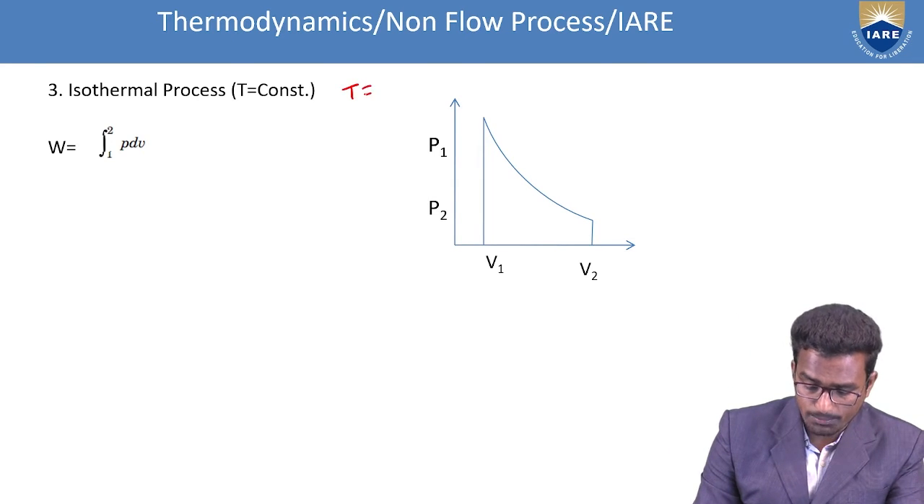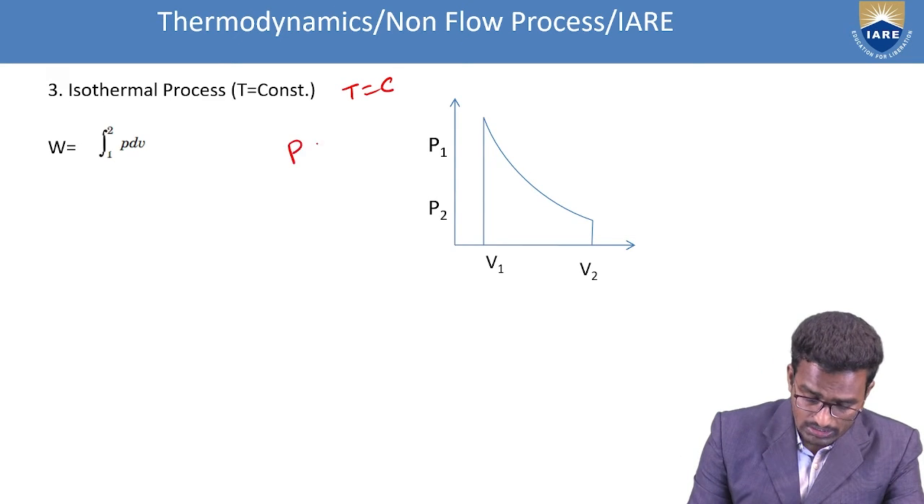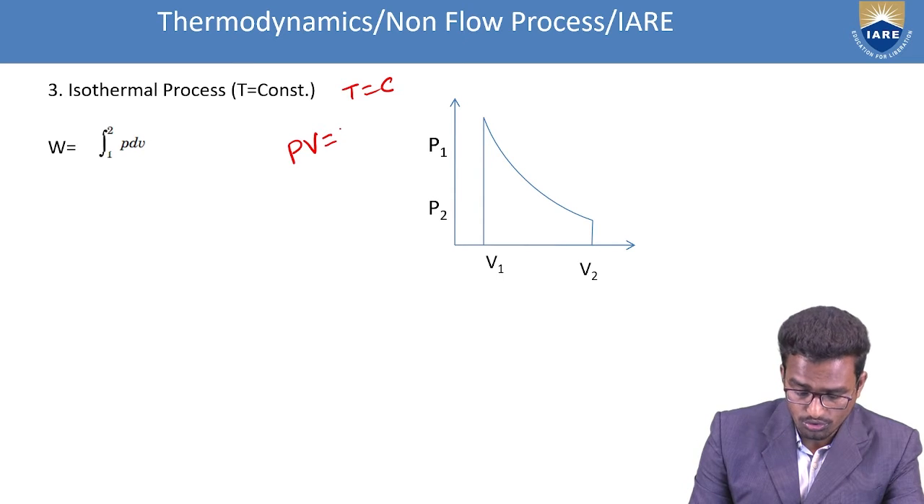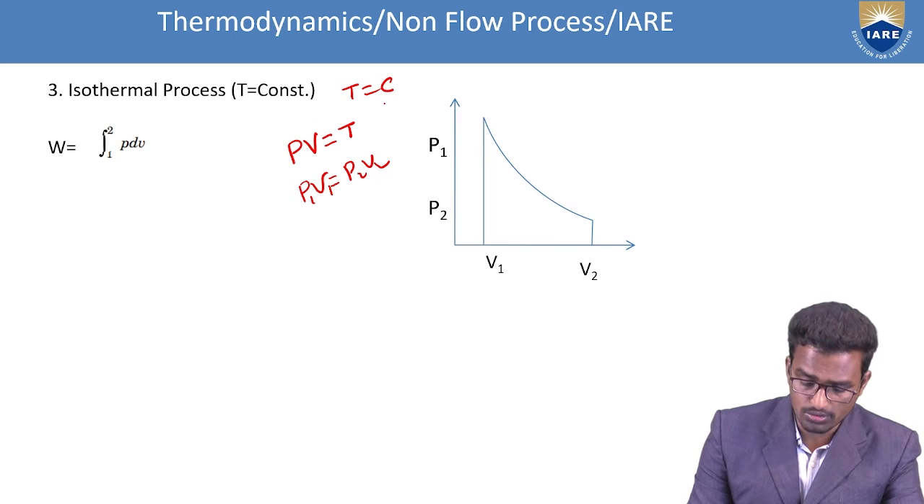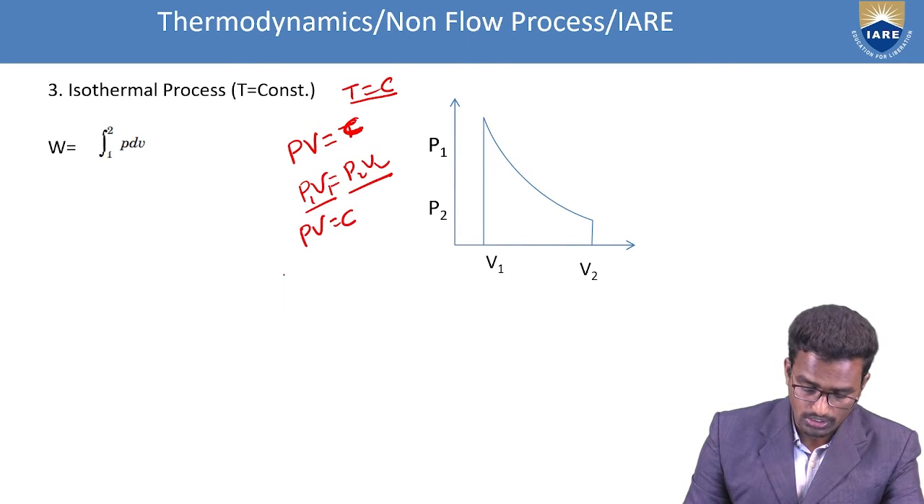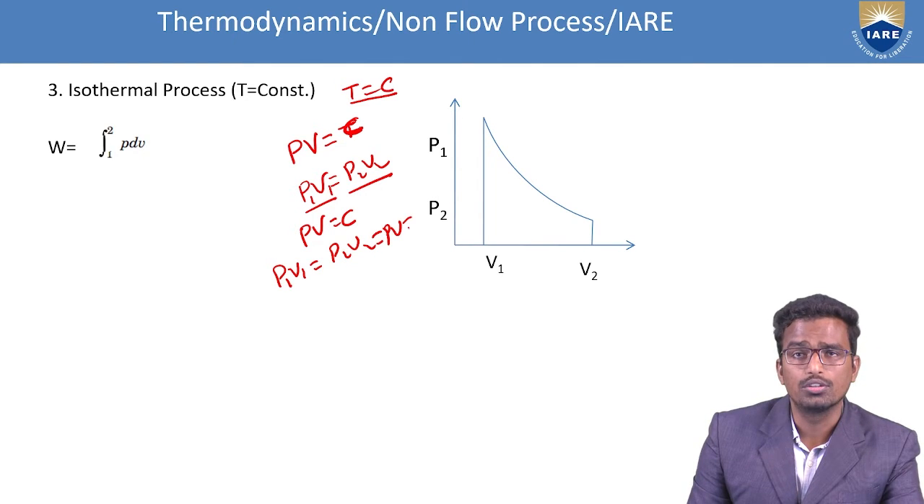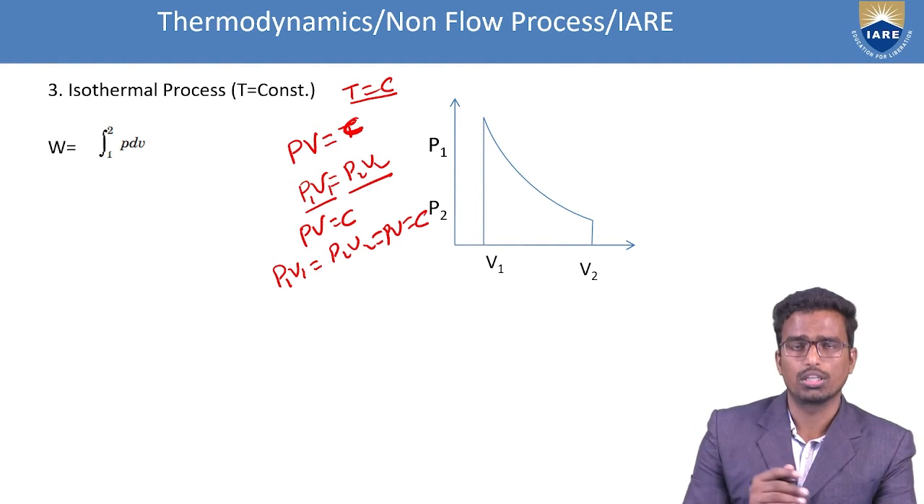That means we maintain the temperature constant. So what is the meaning of constant temperature? In the ideal gas equation, PV is proportional to T. If you make P1 V1 and P2 V2 equal, that means you are maintaining a constant temperature, so PV is equal to constant. So P1 V1 is equal to P2 V2, which means PV is equal to constant. This is the isothermal process.